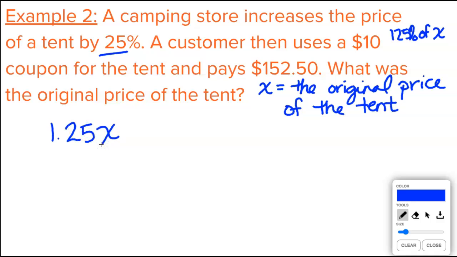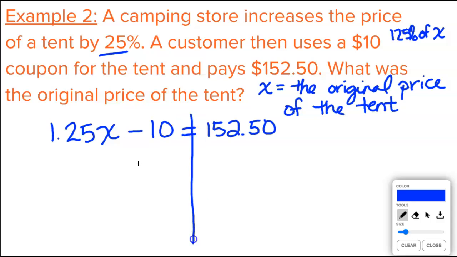Now think about this then. The customer then uses a $10 coupon. When you use a $10 coupon, you're paying less. So we're going to subtract $10. Once that happens, she ends up paying $152.50. So we're going to say equals $152.50. Okay, now I'm going to solve this equation by doing the same thing to both sides.